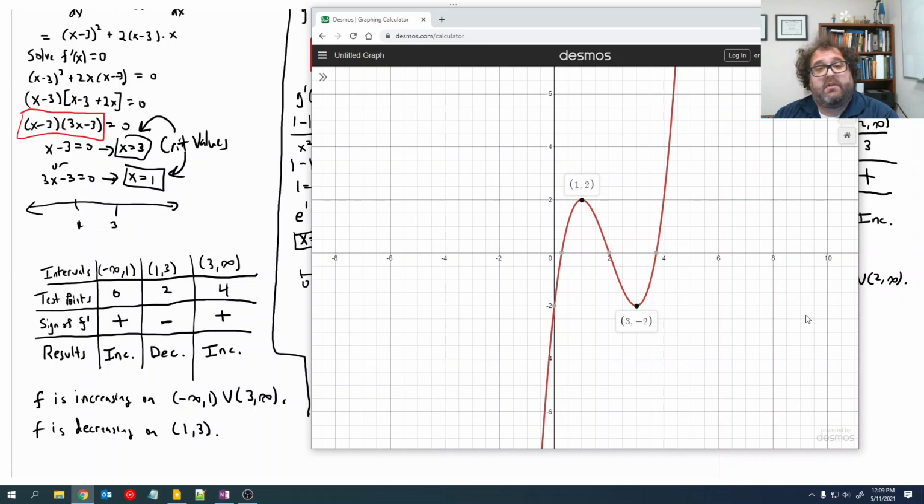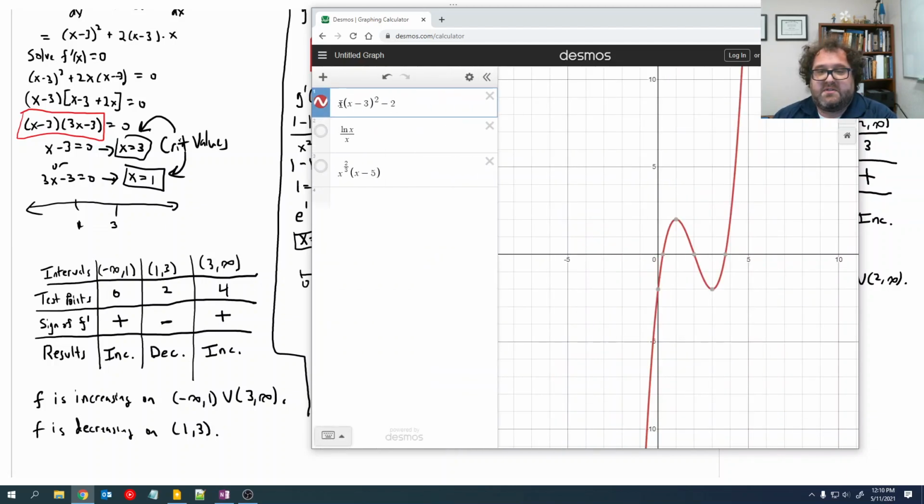And notice the only place where the function is decreasing, where it's falling from left to right, is between 1 and 3, which is exactly what our conclusion was. The function was decreasing on the interval 1 to 3. So our solution was precisely correct there.